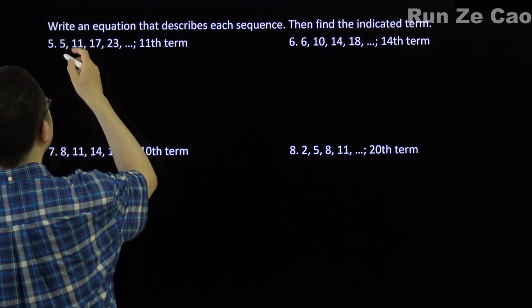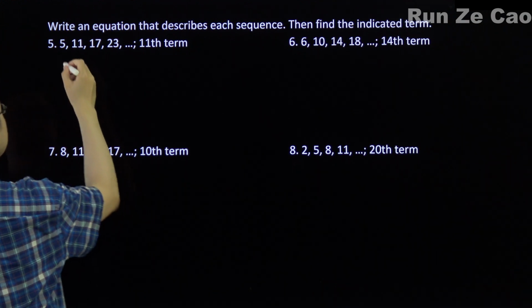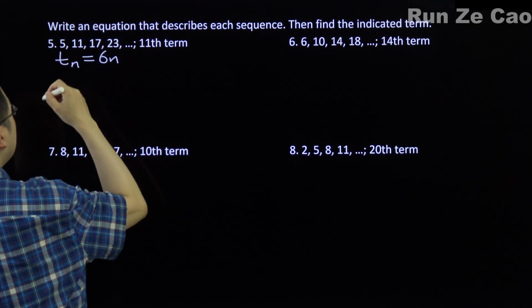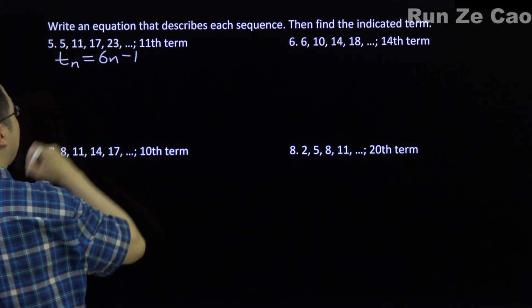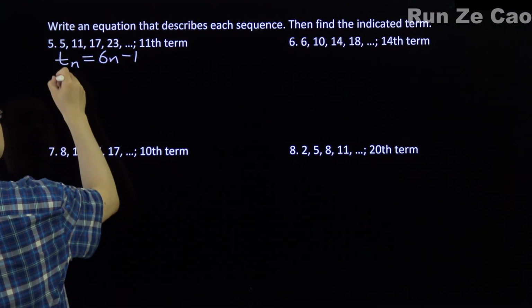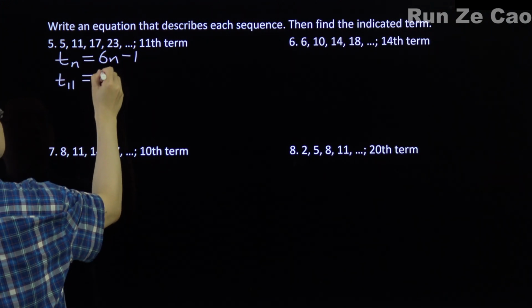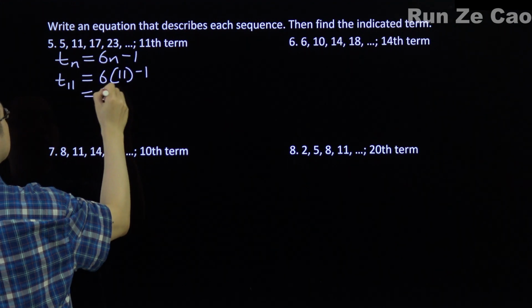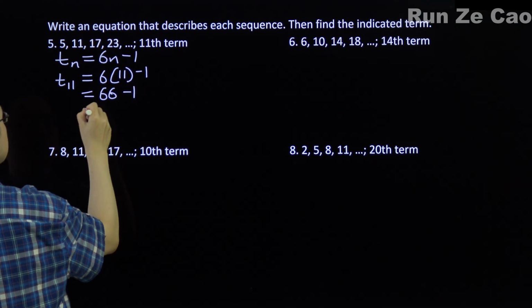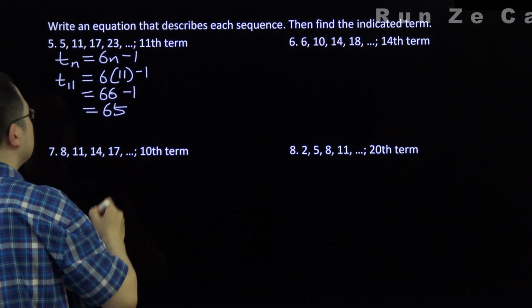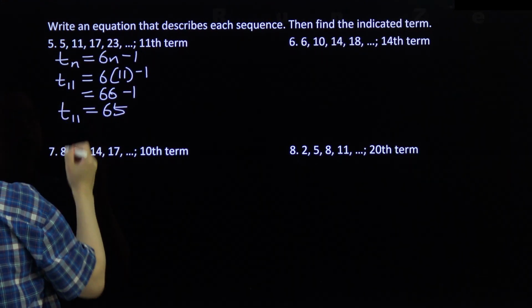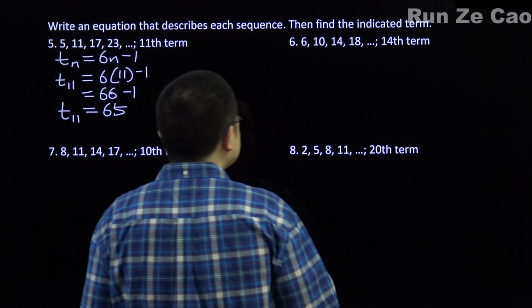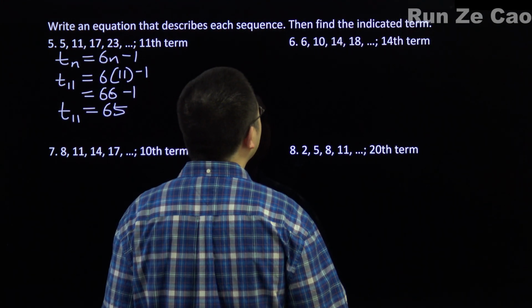Okay, well, we see that it's plus 6 each time. Term n is equal to 6n. How do we make the first term true? Oh, we subtract 1. Term 11 is equal to 6 times 11 minus 1. So 66 minus 1, which is equal to 65. Yeah, we should state that this is term 11. Make it clear.